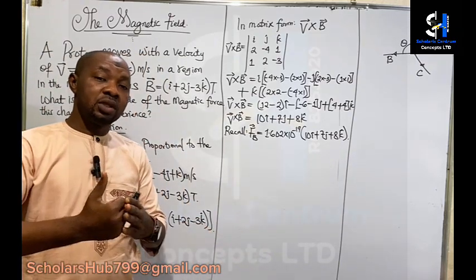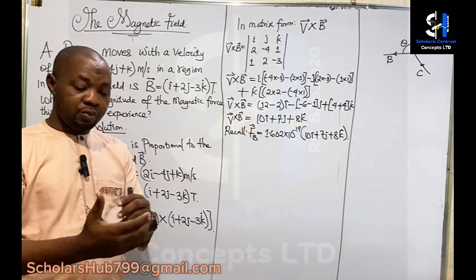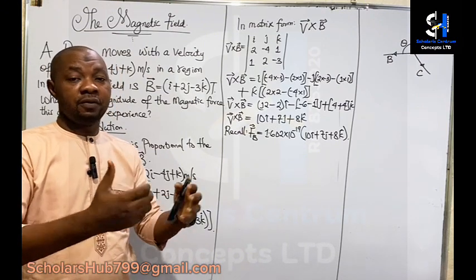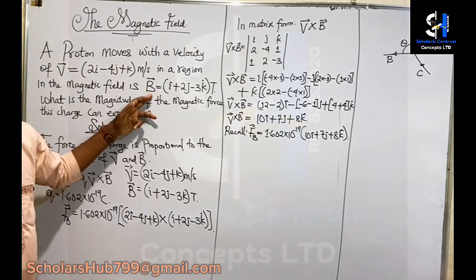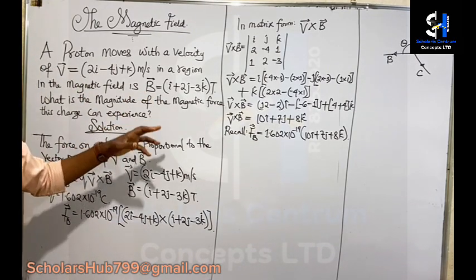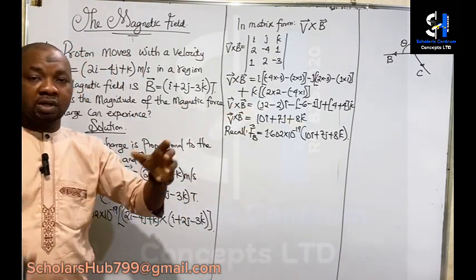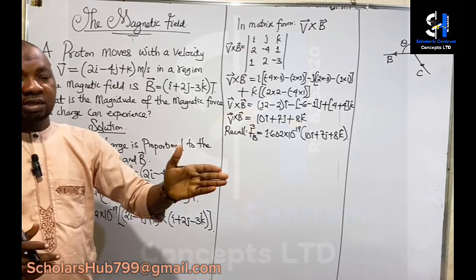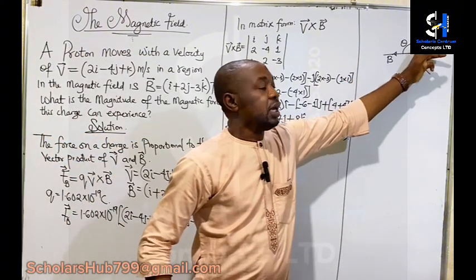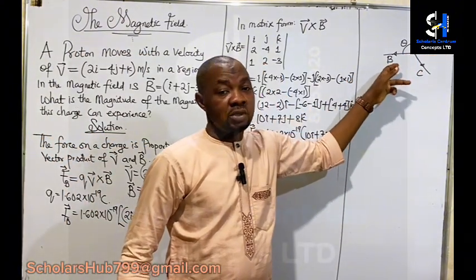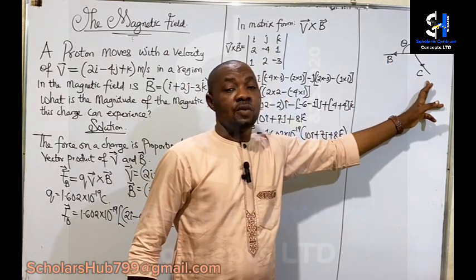When we point the fingers of the right hand in the direction of velocity, but because we are given vectors in this case, this is a vector, this is a vector, that's why we have to use the other version of it, the second version. So the fingers point in the direction of velocity. The thumb points in the direction of force, and that will be A. Then the magnetic field is in the other direction.